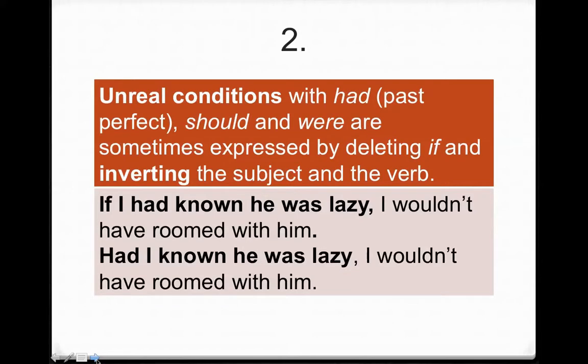Unreal conditions with had, past perfect, should, and were are sometimes expressed by deleting if and inverting the subject and the verb. So if I had known he was lazy, I wouldn't have roomed with him. Another way to say that that's a little bit more formal and less common is, had I known he was lazy, I wouldn't have roomed with him. But they mean the same thing.